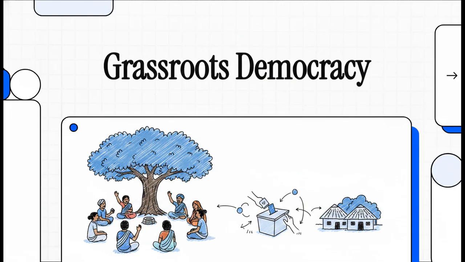Today, we're unpacking a truly fascinating chapter all about grassroots democracy. Specifically, we're looking at the Panchayati Raj system. We're going to break down exactly how the world's largest democracy governs itself right down at the local village level. It's a massive logistical feat, and honestly, the way it actually functions on the ground is just incredible.